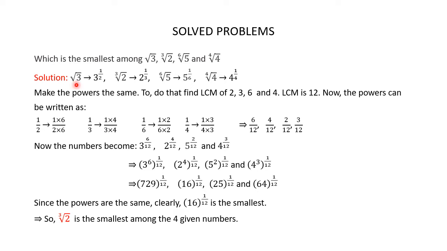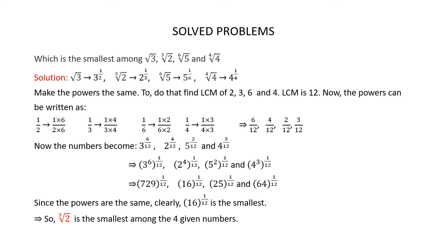square root of 3 can be written as 3 raised to the power of 1 by 2. Cube root of 2 can be written as 2 raised to the power of 1 by 3. Sixth root of 5 can be written as 5 raised to the power of 1 by 6. Fourth root of 4 can be written as 4 raised to the power of 1 by 4.